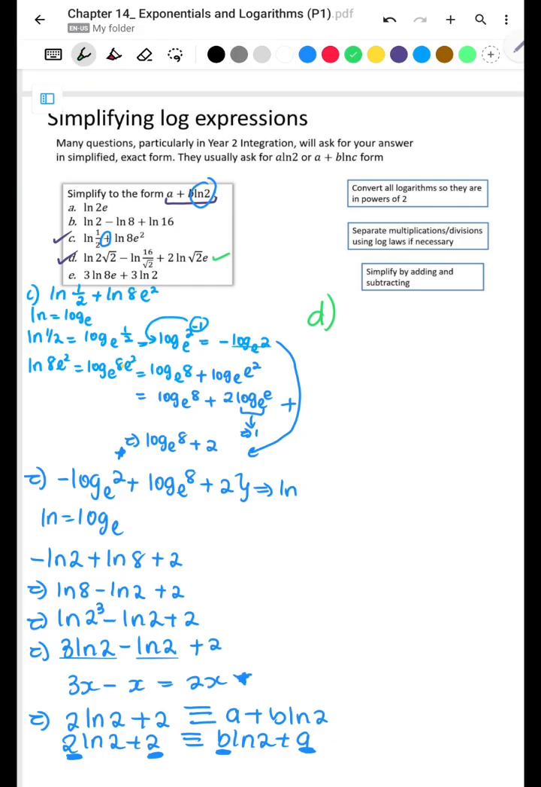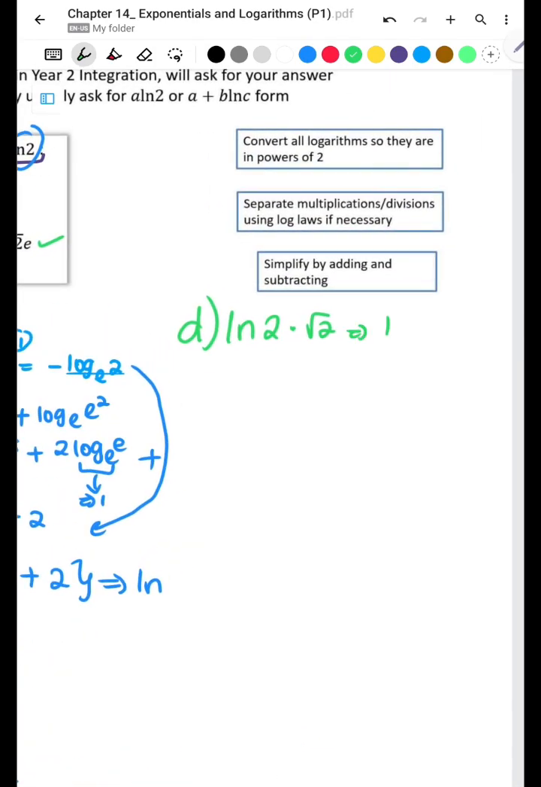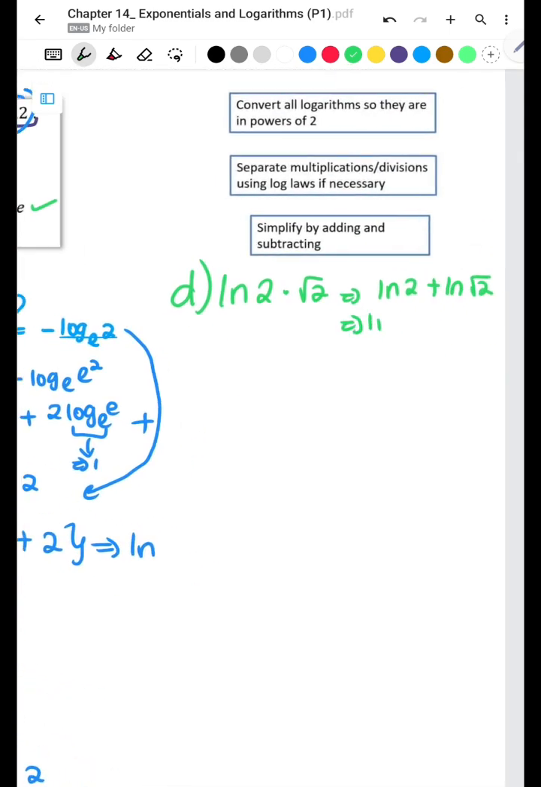So natural log of 2 root 2 is saying natural log of 2 multiplied by root 2. This is the same thing as saying natural log of 2 plus natural log of root 2. And this is the same thing as saying natural log of 2 plus natural log of 2 to the power of half. Natural log of 2 plus half natural log of 2.